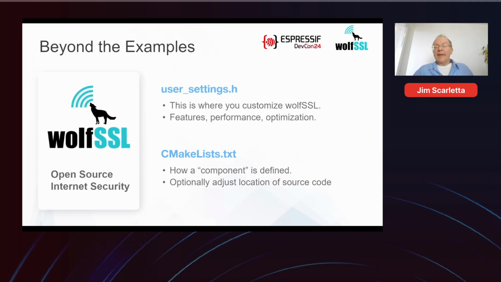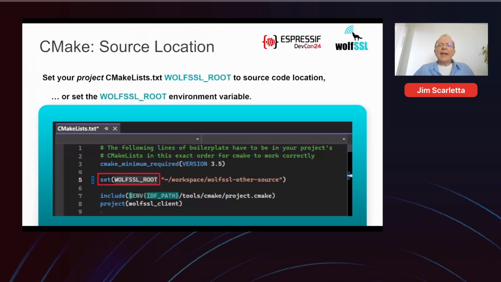If you have a project that doesn't have wolfSSL in a parent directory, you can manually set it, or later on we'll also talk about managed components that free up that whole problem of finding where the source code is. So here you see an example of that. It's called wolfSSL root, and it's near the top of the CMake file. You can just hard code a specific location if you want.